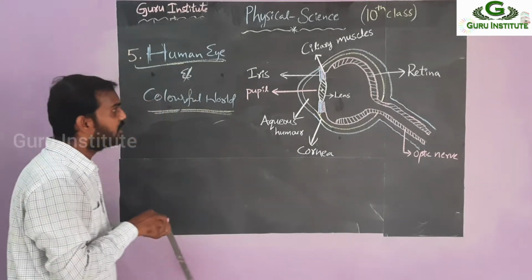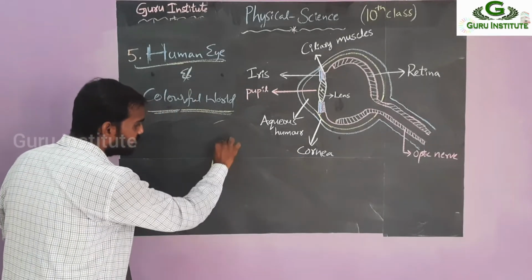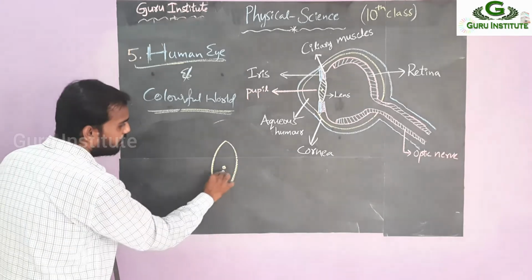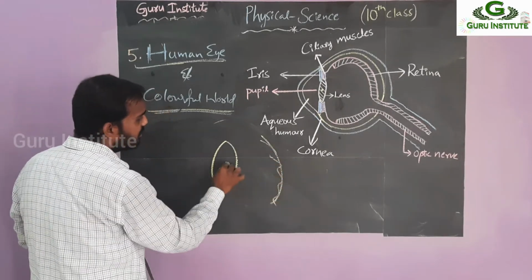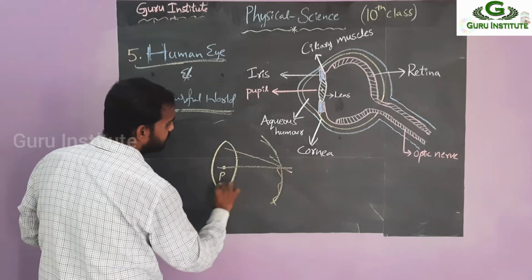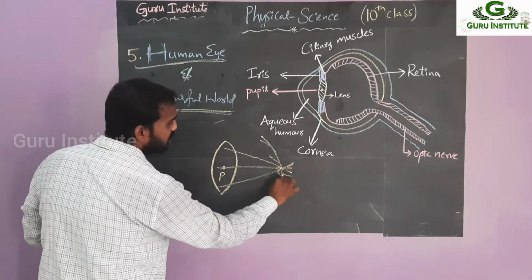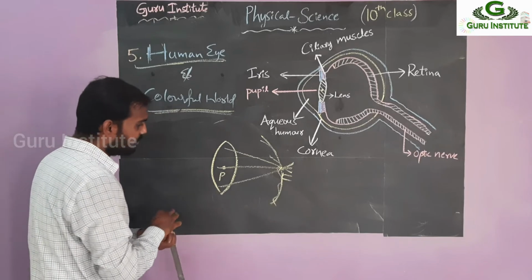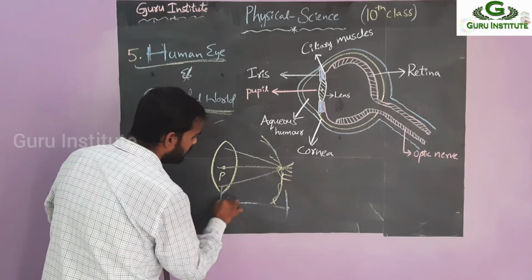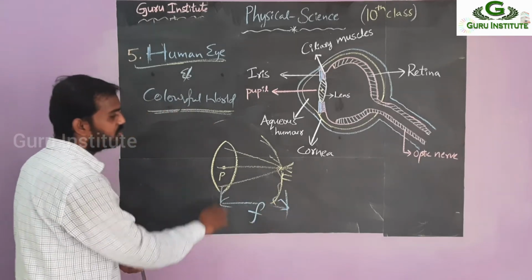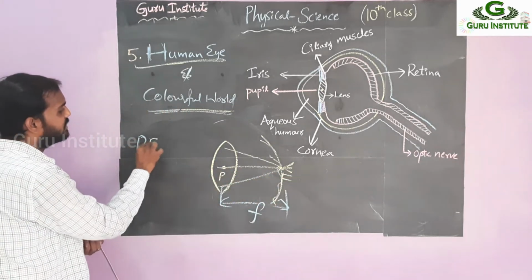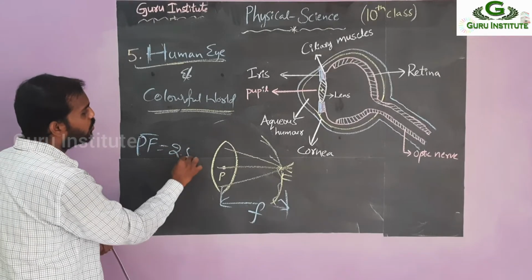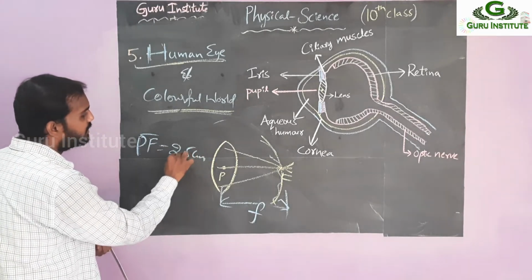Let's see how it is done. This is our eye lens. This is the pole. This is the retina. The rays meet here, right? This is the focus part. Then the distance PF is called what? Focal length. So the distance between P and F is here. How much is it? 2.5 centimeter only.